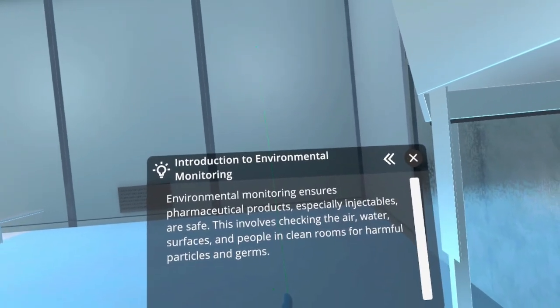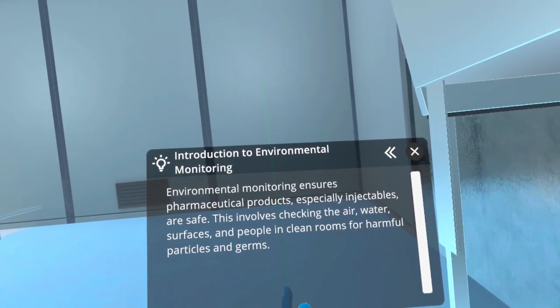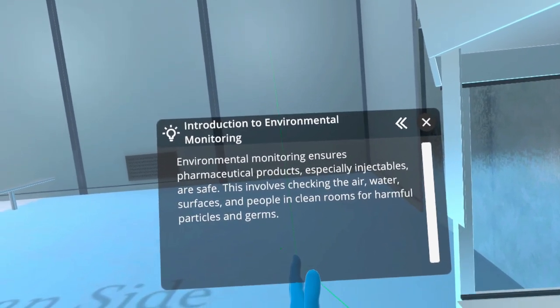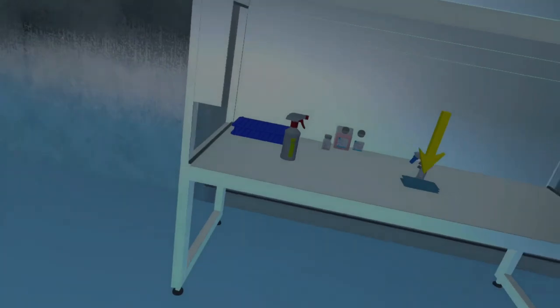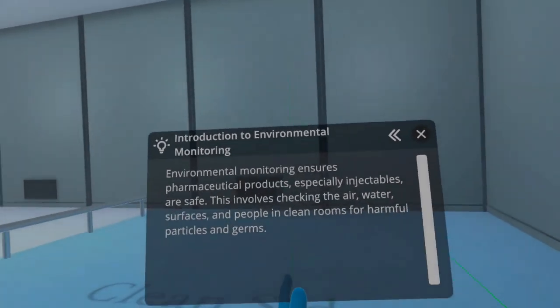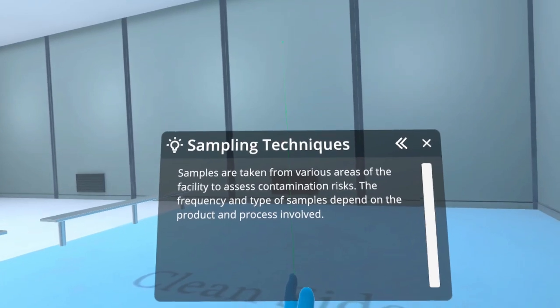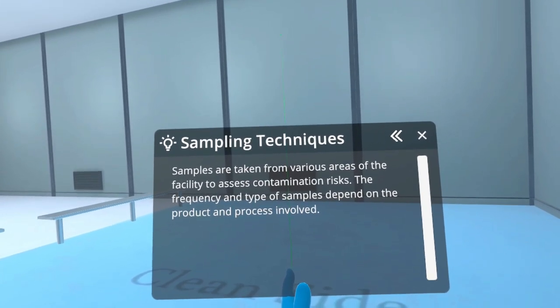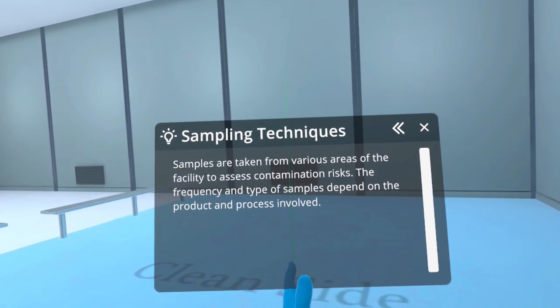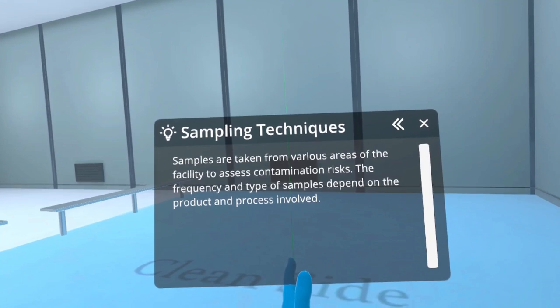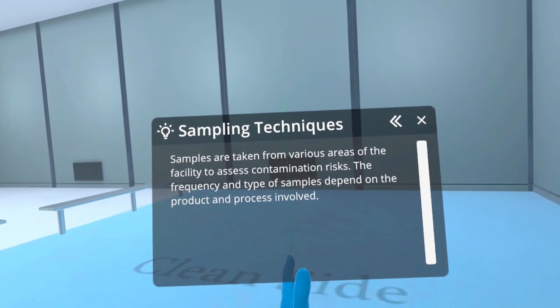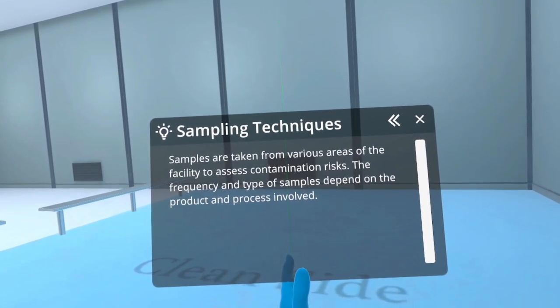Environmental monitoring ensures pharmaceutical products, especially injectables, are safe. This involves checking the air, water, surfaces, and people in clean rooms for harmful particles and germs. Samples are taken from various areas of the facility to assess contamination risks. The frequency and type of samples depend on the product and process involved.